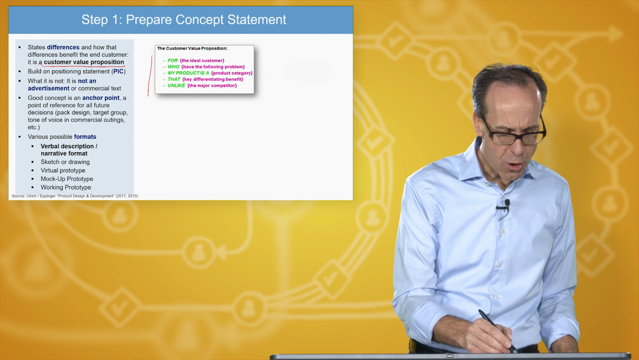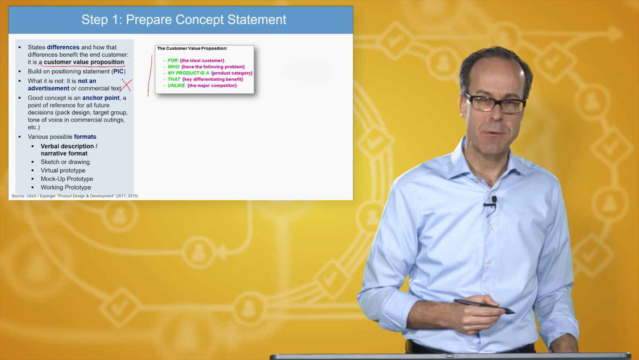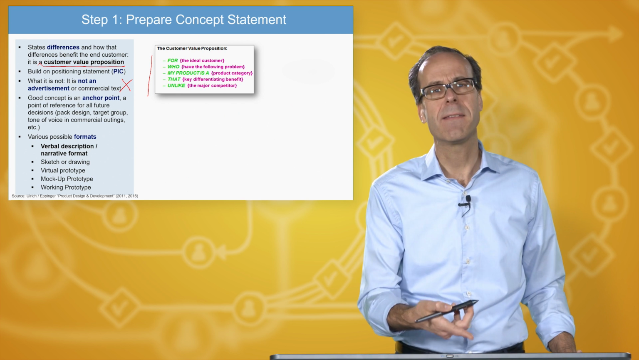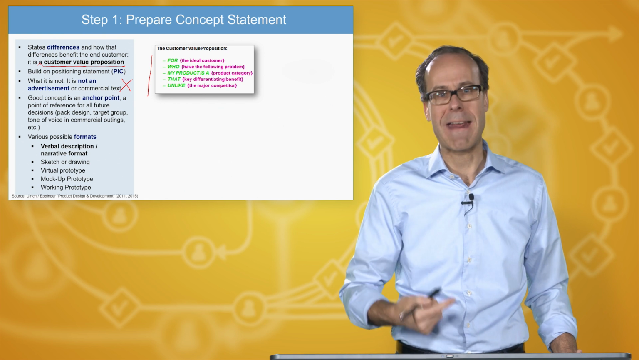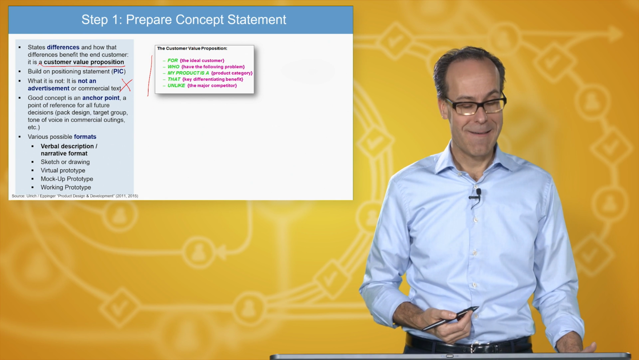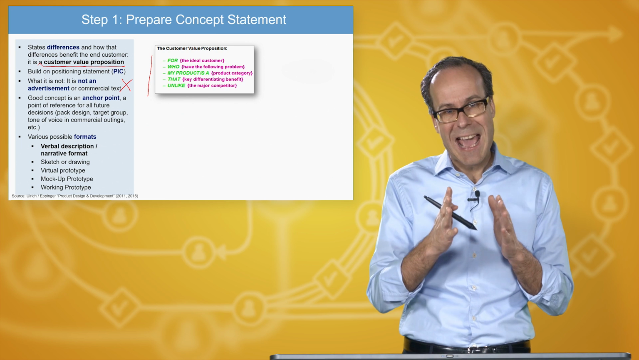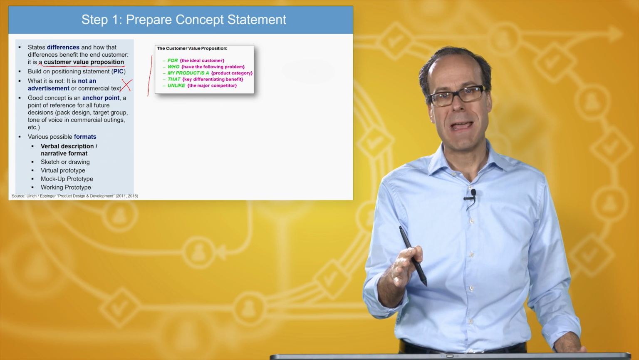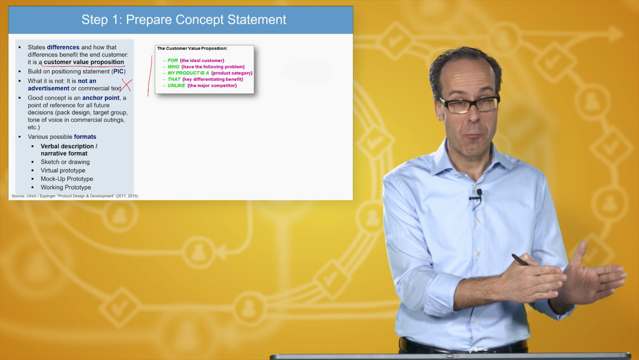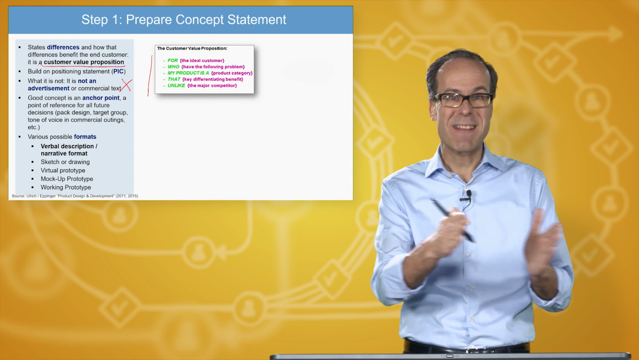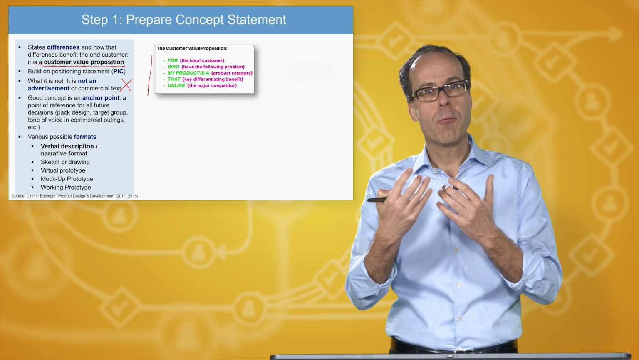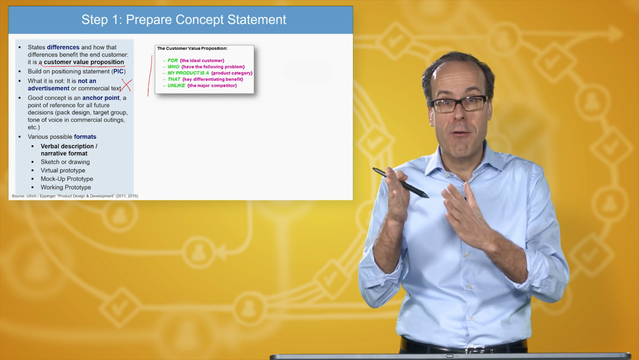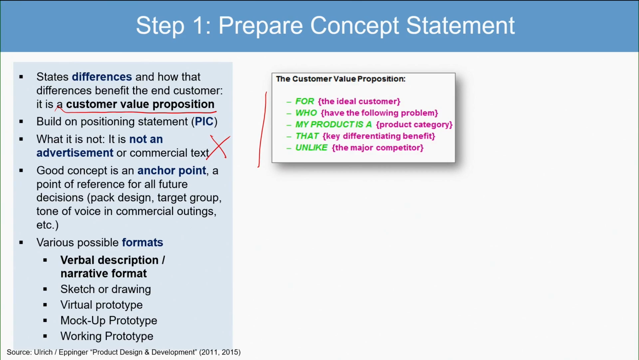So a good concept, it's important, it's not an advertisement. It was perhaps a mistake I just made. It came a little bit in an advertisement mindset. But it should be an anchor point. As remember, in a normal testing situation, you will not just present one concept to your customers, but several concepts. So really customers have to be able to evaluate the differences, and therefore they have to see the anchor.